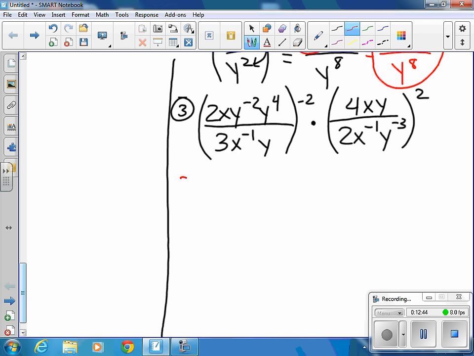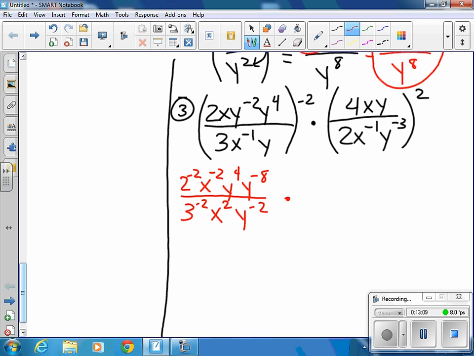So that means it's going to be 2 to the -2, x to the -2, y to the +4, because it's power of a power, -2 times -2 is +4. Then y to the -8. Then I'm going to go to the bottom and do the same thing. 3 to the -2, x to the +2, because -1 times -2 is +2. And y to the -2. That first fraction has been distributed. We'll mess with it again in a minute.